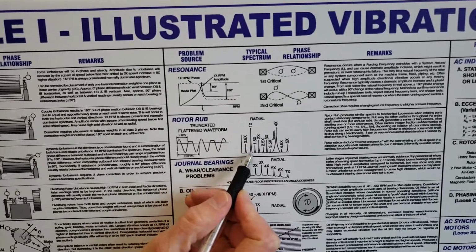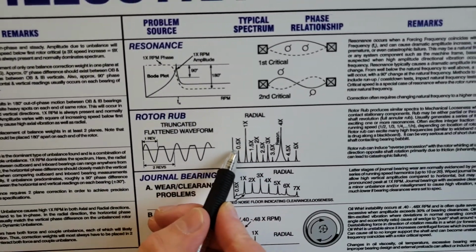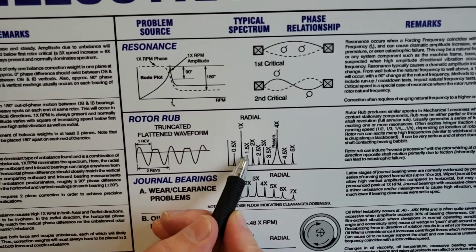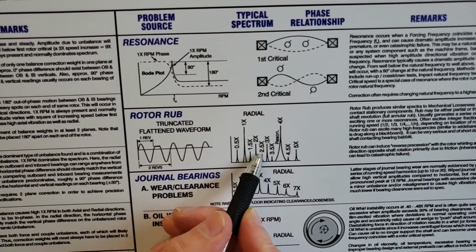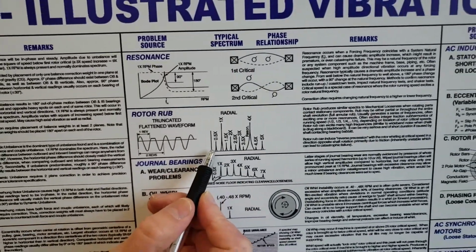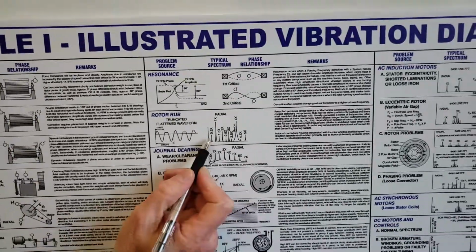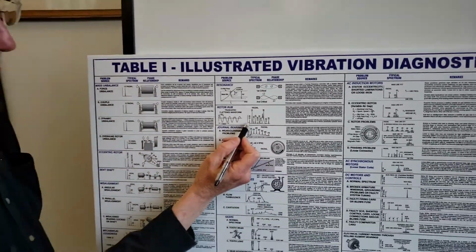Now, if you look over at the spectrum, you'll see frequencies that are not supposed to be there. 1/2 times RPM, 1.5 times RPM. That's 1.5 times RPM, 2.5 times RPM. So these frequencies, 1/2 times or 1/3 times or 1/4 times, are not invited to the party. The fact that they are there is a cause for concern.